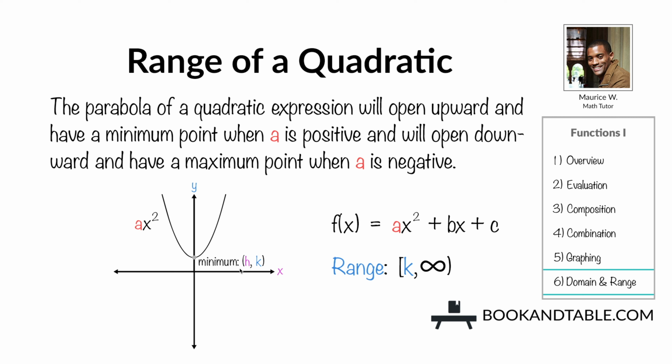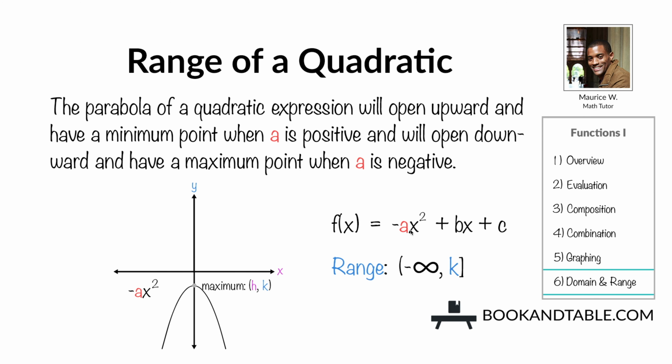This minimum point has a coordinate of (h, k). The h is the x value of this point, and k represents the y value at this point. So the range will be from the y value k to positive infinity. And I'll show you why we're using this notation in a second.